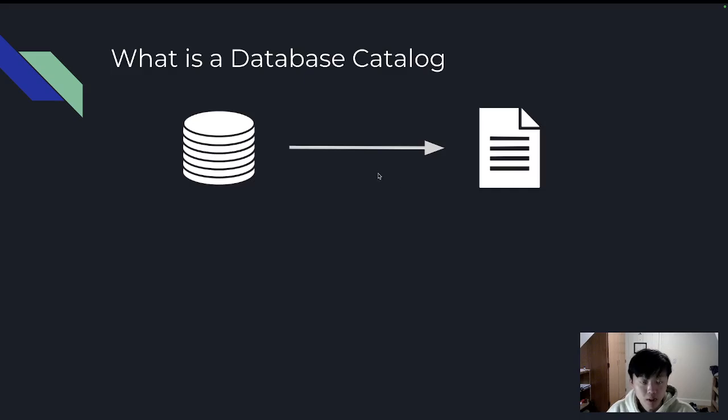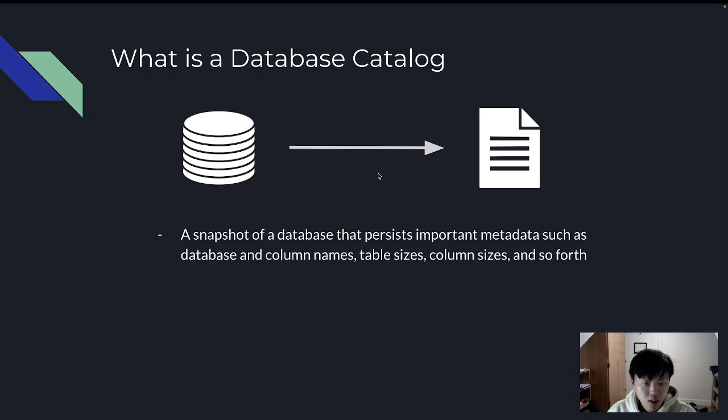So what exactly is the database catalog at a sort of high level? A pretty good definition is that the database catalog is a snapshot of a database that persists important metadata such as the database and column names, table sizes, column sizes, and so forth. The database catalog can be stored on disk in multiple formats. For instance, .txt is a pretty popular format, and we'll go over a little bit more about how exactly you would write or read to a file on disk.